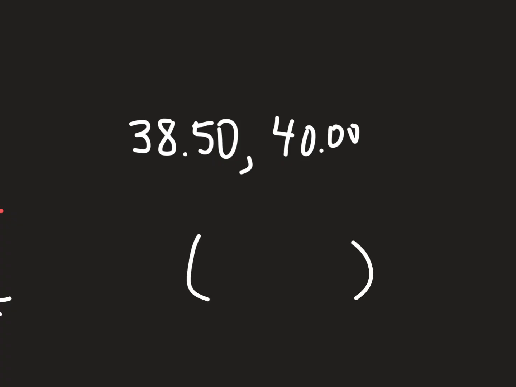A $38.50 coat gets marked up because they decide there's been so much inflation, we can charge more for our coats. And so we're going to charge $40 this year for the same coat. It happens. Prices go up. What percent did it go up? Take a second. Figure it out. And then write it as a 1 plus or a 1 minus.